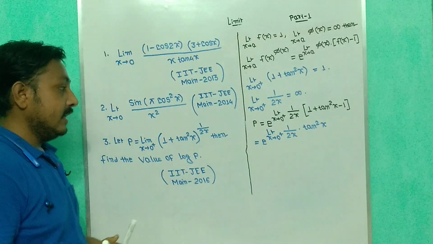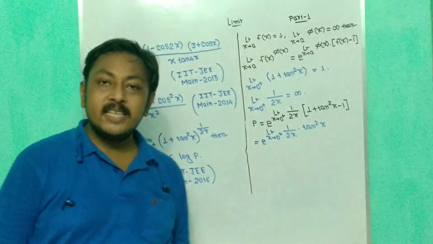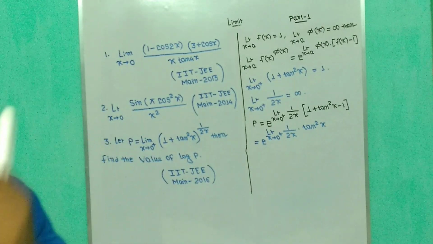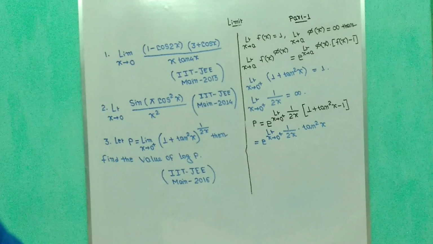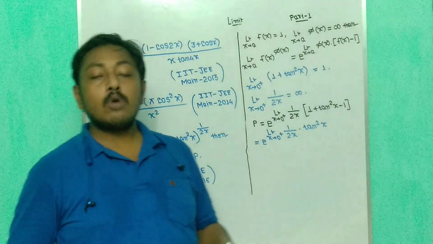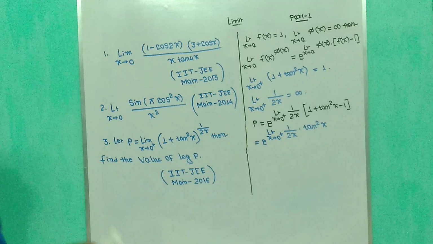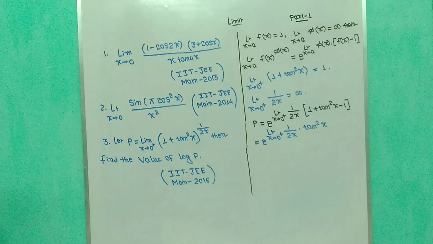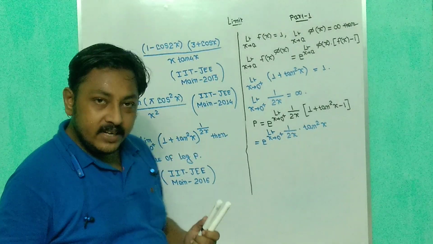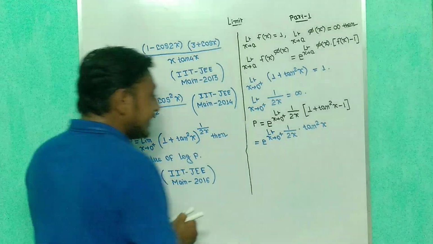Clear? Okay. Now see here we will put 0, that means this is the 0 by 0 form, because tan 0 means 0 and 2 into 0 also means 0. So this is the 0 by 0 form. So how do we solve this type of problem? Now using the L'Hospital rule. We can use L'Hospital rule in 0 by 0 form, infinity by infinity form, 1 to the power infinity form. So what is L'Hospital rule?